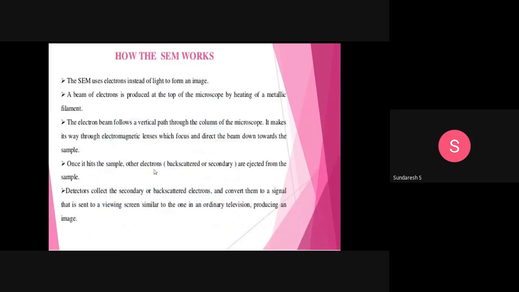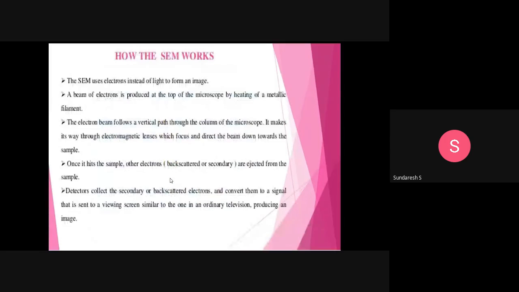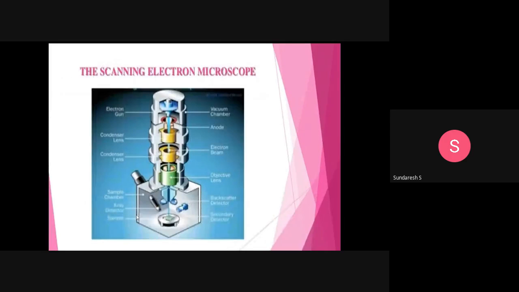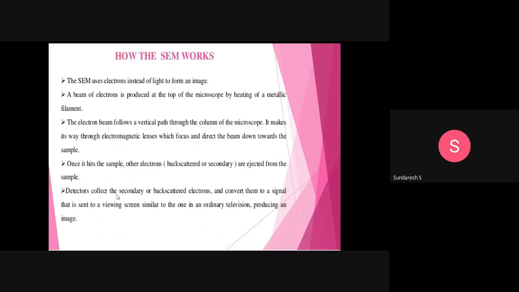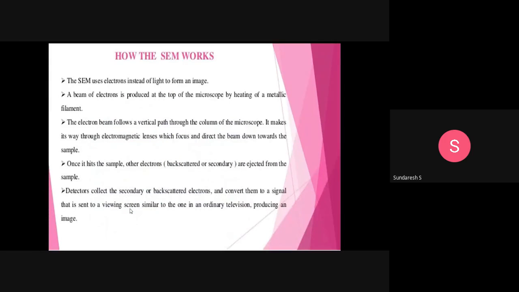Okay. Once it hits the sample, other electrons are ejected from the sample, backscattered or secondary. So once these electrons impinge on the sample, other electrons get ejected from the sample. Then we have the detectors: X-ray detector, secondary detector, and backscatter detectors. There are three different types of detectors, and they detect the electrons. Detectors collect the secondary or backscattered electrons and convert them into a signal that is sent to the viewing screen, similar to the way an ordinary television produces an image. So the backscattered or secondary detectors detect the electrons, convert them into a signal, and send it to the viewing screen. This is the basic working principle of a SEM.